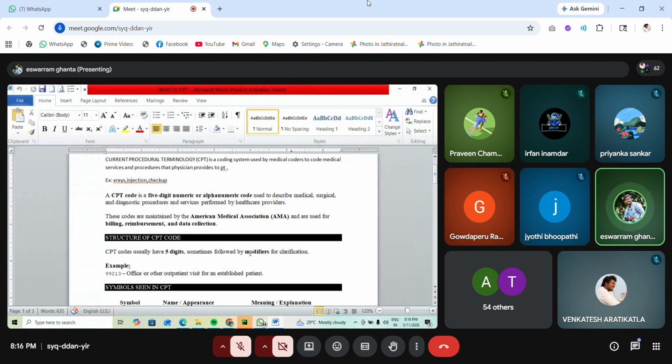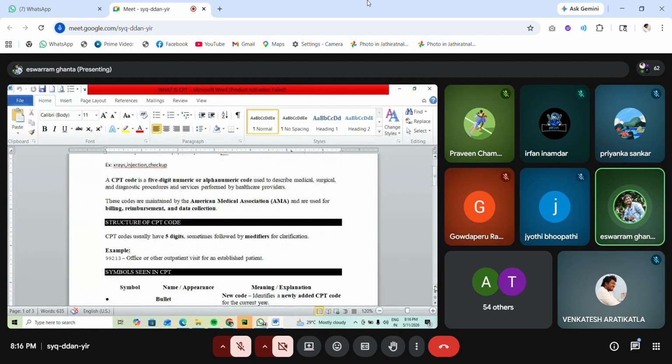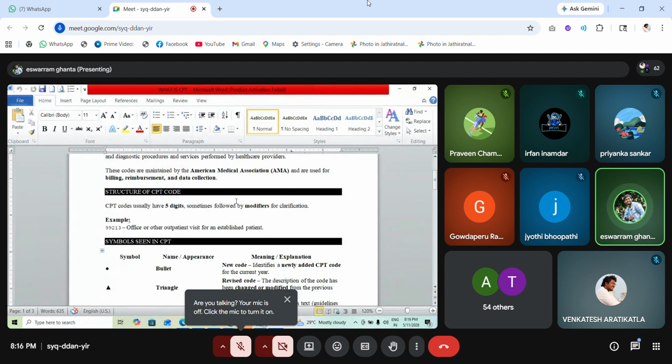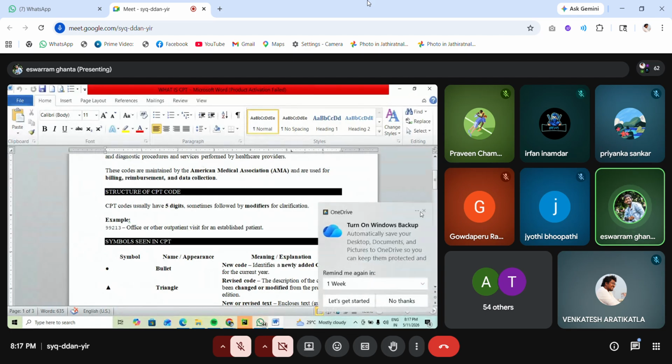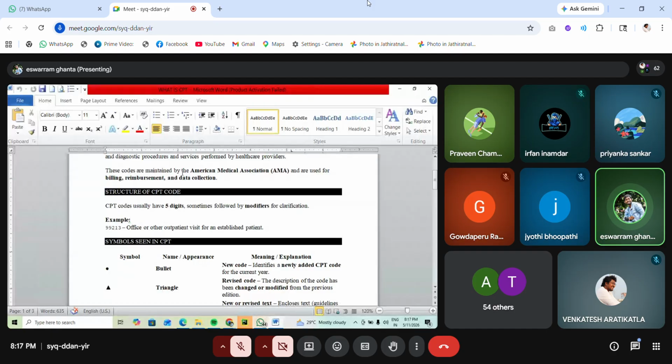I'll give you clarity on what is meant by a modifier. Just see here, 5 digits. Just remember what is meant by the CPT. I already told you what CPT is. And one more important thing: the codes are used for billing and reimbursement. So who is maintaining this? These codes are maintained by the American Medical Association.